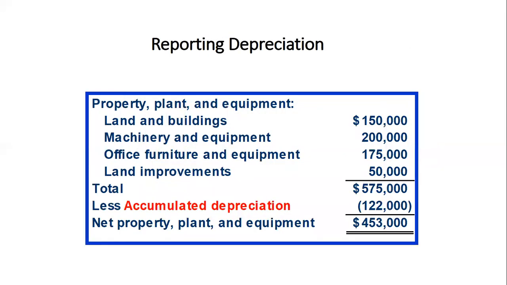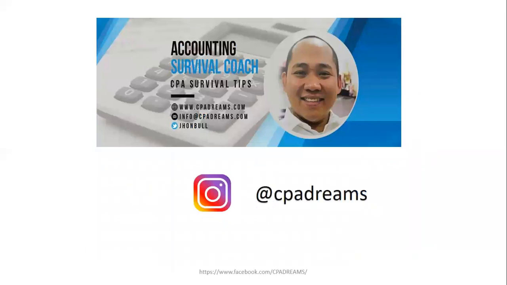Okay? So, how to report depreciation? Like what I have said, in the statement of financial position or balance sheet, you have the property, plant, and equipment listed, all the assets, land and buildings, machinery and equipment, office furniture and equipment, land improvements. In this example, you have total 575,000 less the accumulated depreciation, which is 122,000. Then you record the net of property, plant, and equipment. That means you less the accumulated depreciation, which is 453,000. Okay, so yan po. Very easy lang ang depreciation.